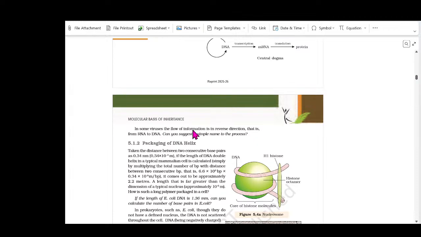In some viruses, the flow of information is in the reverse direction, that is, from RNA to DNA. Can you suggest a simple name for the process?